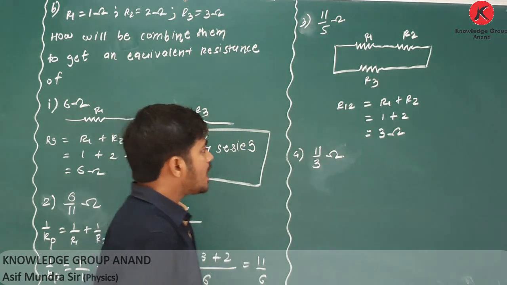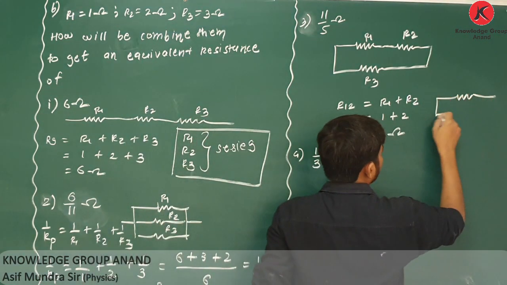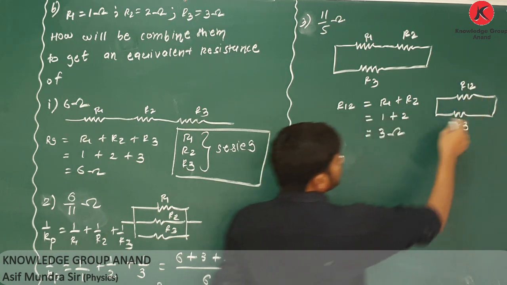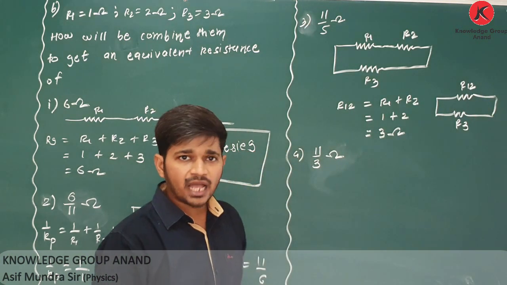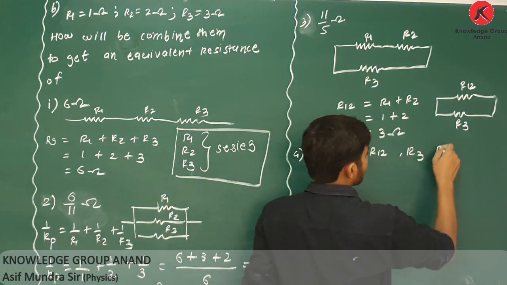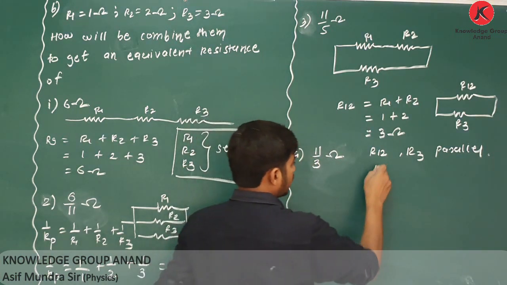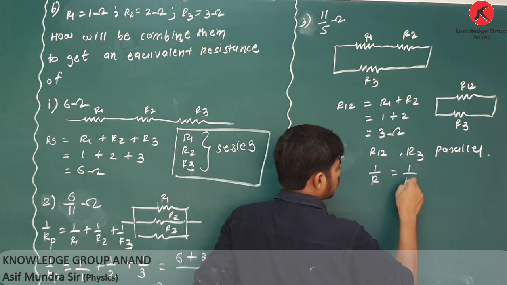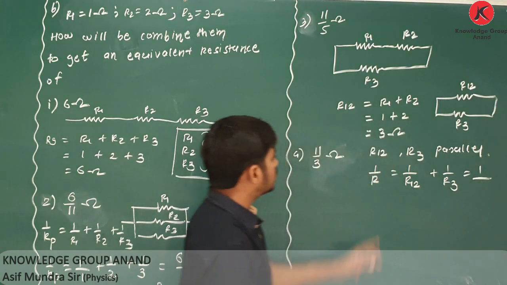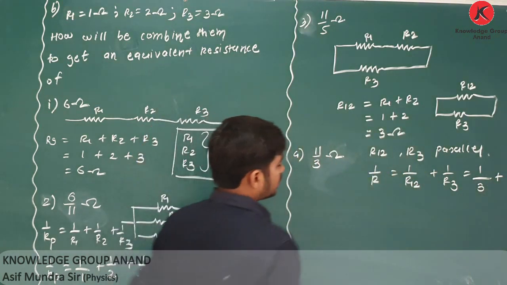Clear about this? Now I can draw its figure like this, with 2 resistors: R12 and here R3. So from this I can say R12 and R3 are in parallel connection. Then how do we find its equivalent? 1 upon R is equal to 1 upon R12 plus 1 upon R3. What is the value of R12? It is 3. What is the value of R3? It is 3.